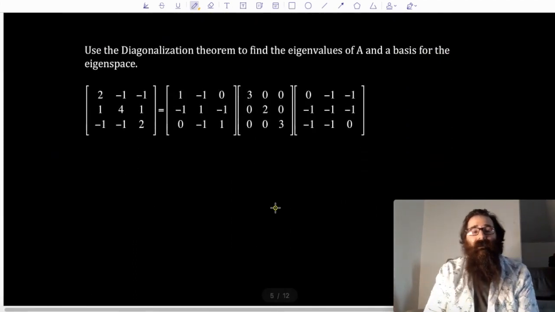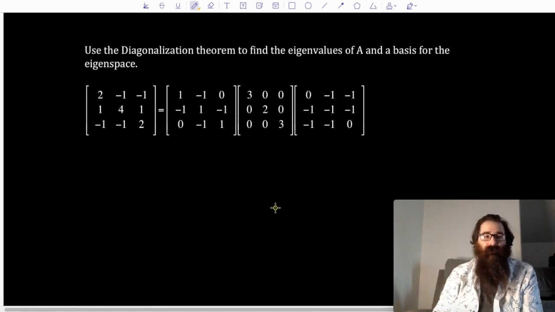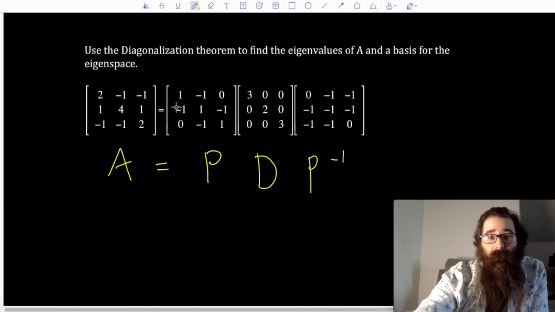Let's take a look at this next question. We're going to revisit one of the theorems at the beginning. It says, use the diagonalization theorem to find the eigenvalues of A and a basis for the eigenspace. And remember that we're still talking about the similarity relationship that A is equal to P times D times P inverse. I can see that D is this diagonal matrix right here. Then here I have matrix P. Here I have the inverse of that matrix P at the very end. And I'm really starting from this matrix A.